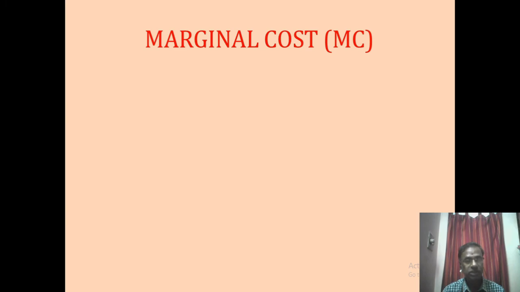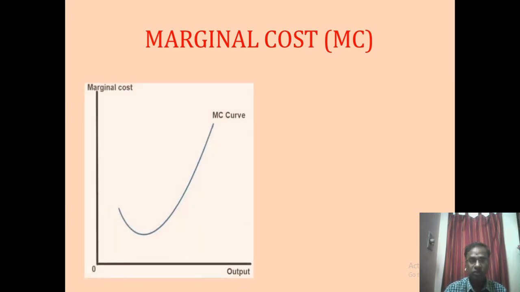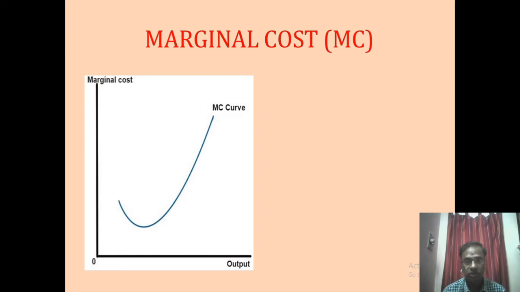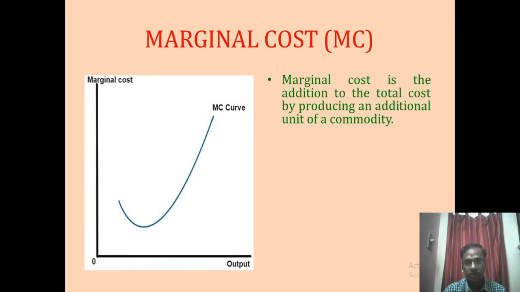Then the next one is marginal cost. It is one of the very important concepts in microeconomics. Marginal cost is the addition to the total costs from the production of one more unit of the commodity.